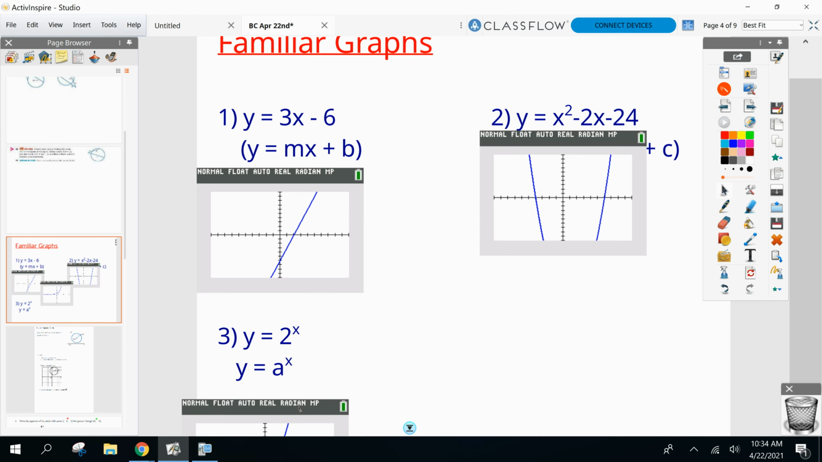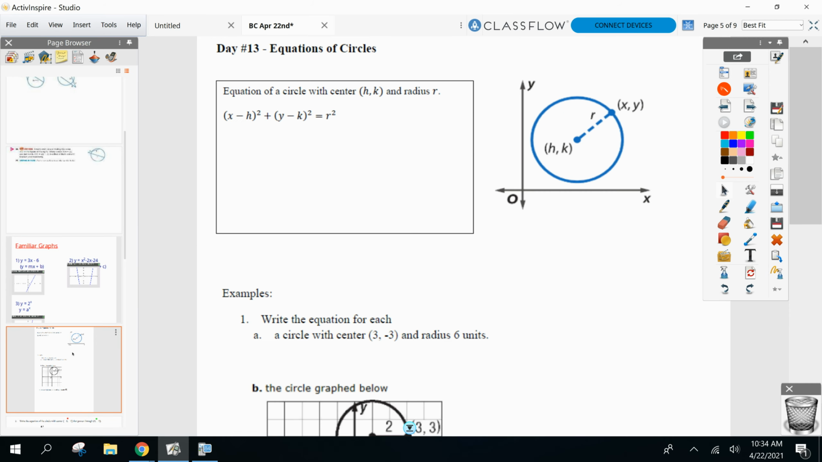Now, why am I showing you these? Because today, in the unit we're in, circles, they also have an equation. You can graph circles, and that's what we're going to do today. Here is the equation of a circle. It's pretty beefy. (x minus h) squared plus (y minus k) squared equals r squared. Wow, that's a lot to it. So let me take my time right now and tell you what each piece is about.